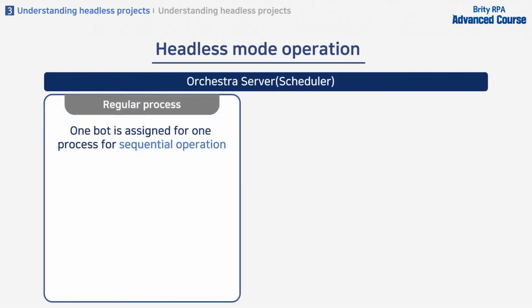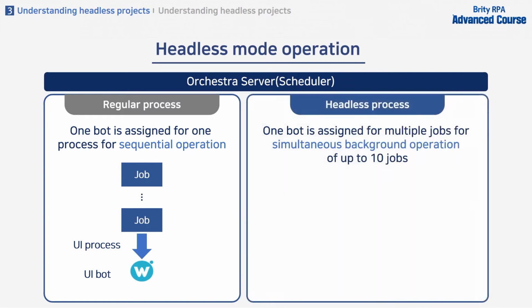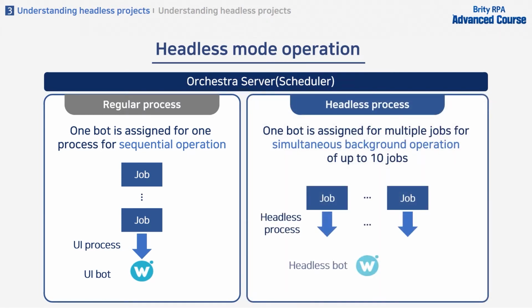A regular UI process assigns one process to one UI bot to perform sequential processing of jobs according to the order of the commands. On the other hand, a headless process assigns multiple processes to one headless bot to simultaneously perform a maximum of 10 jobs in the background. By performing parallel operations of multiple jobs, headless operations can shorten the operation time.